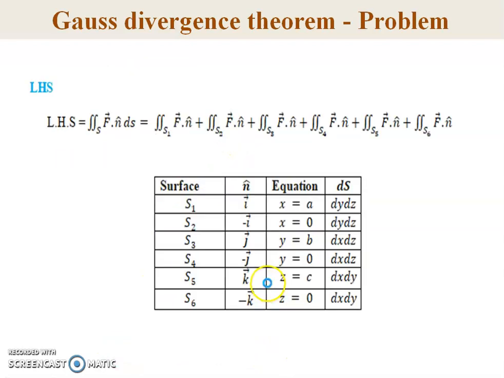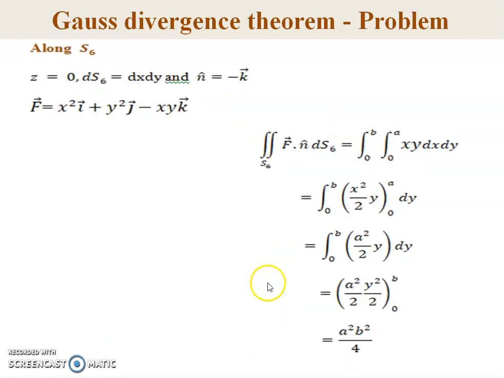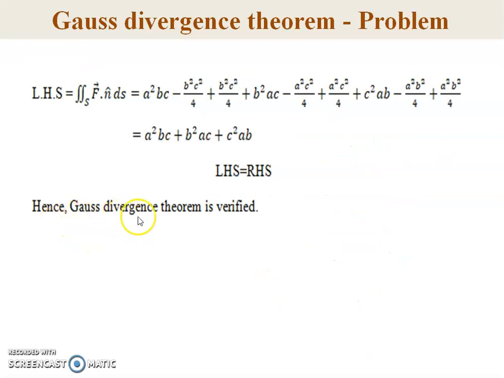Okay, now LHS equal to RHS, right? Hence Gauss divergence theorem is verified.